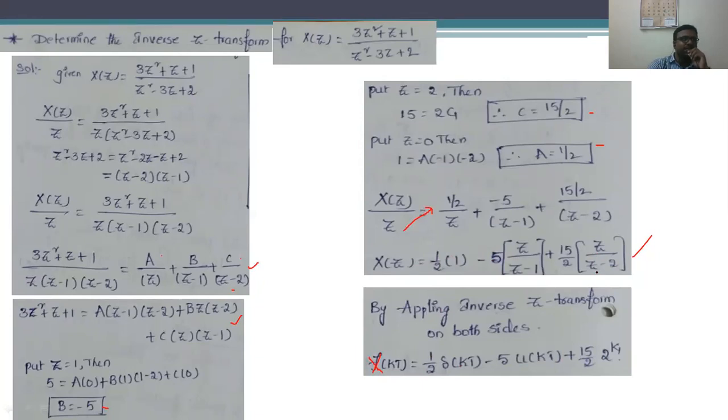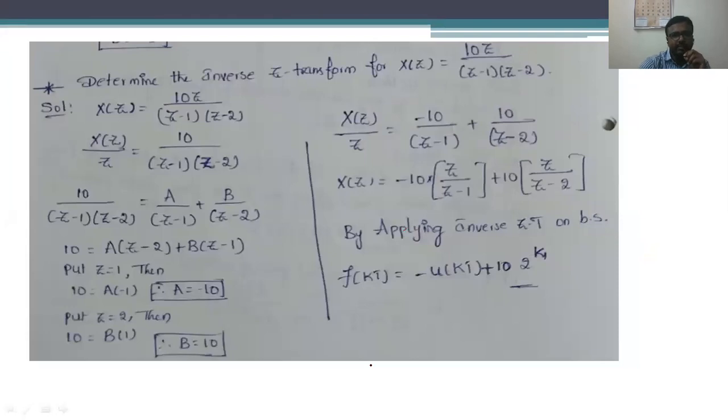What is the Z transform for a power k? It is nothing but z divided by z minus a. So in the similar fashion, we are having the function that is z divided by z minus 2. Therefore, the inverse Z transform for the function z divided by z minus 2 is nothing but 2 power k. Okay. So in this fashion, we are going to solve the inverse Z transformation using the partial fraction method. Similar to this method, we are going to discuss one more problem.